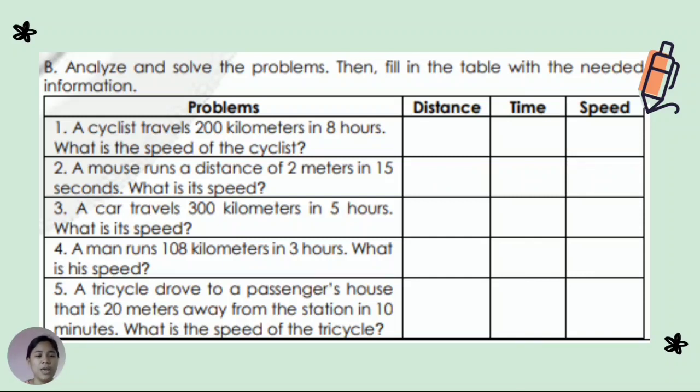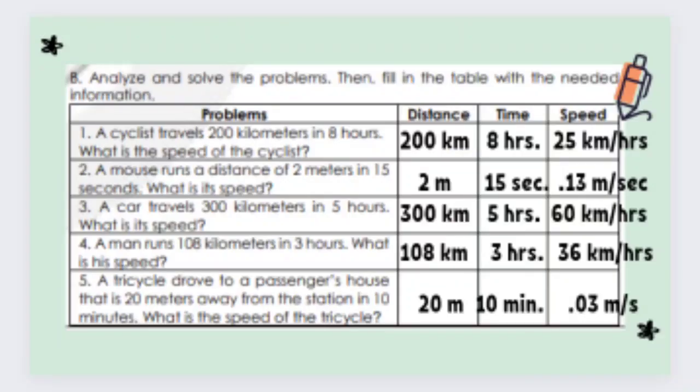Number 4, a man runs 108 kilometers in 3 hours. What is his speed? And number 5, a tricycle drove to a passenger's house that is 20 meters away from the station in 10 minutes. What is the speed of the tricycle? And these are the answers.